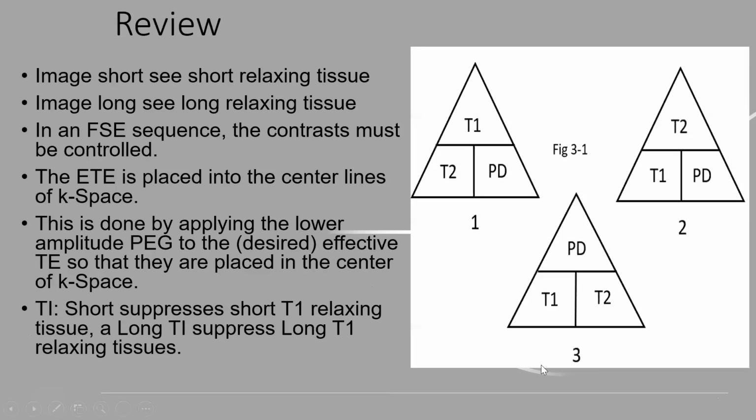Okay, let's see. And just a quick review of my image triangle. Short TR, short TE is going to maximize T1. Image short, C short. Image long, C long. So a long TR is going to minimize T1, and a long TE is going to maximize T2.